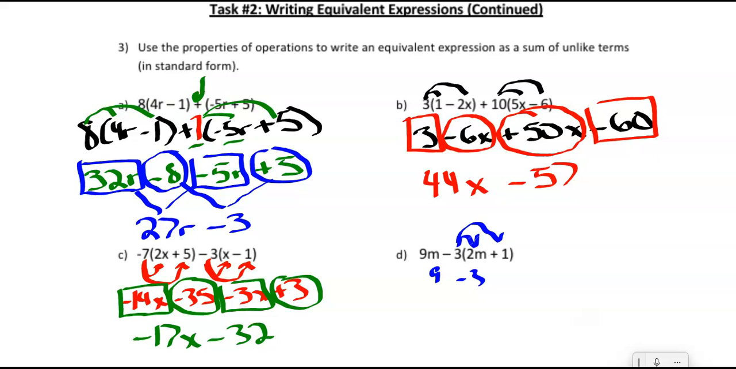You start with the distributive, and you're distributing the number negative 3 to both the terms to get rid of your parentheses, and then you combine like terms. So it kind of goes like this. Negative 3 times 2m gives us negative 6m. Negative 3 times positive 1 gives us a negative 3. And then you bring down your 9m. Now you see a set of like terms. That gives us 3m minus 3. On to the next question.